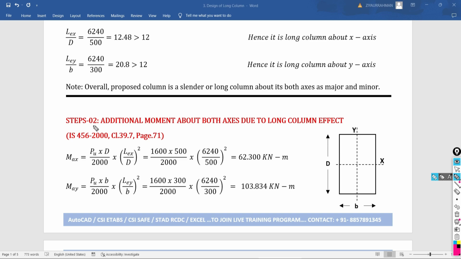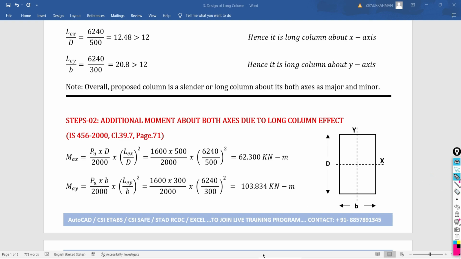After deciding that the column is a long column about both of the axes, we have to proceed with the second step, where we are going to calculate the additional moment about both axes due to the long column effect. If your column is a long column, we need to add some additional moment, as specified by IS 456-2000 clause number 39.7, page number 71.